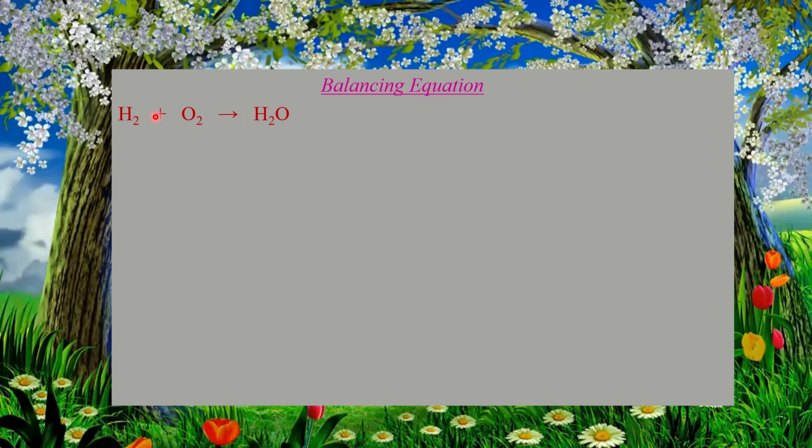Now dear students, look, there are 2 atoms of oxygen. So to make this oxygen 2 atoms, you cannot add 2 here, because you have to add the number to the molecule on the left side. So you can add here 2. So you can write the reaction this way.